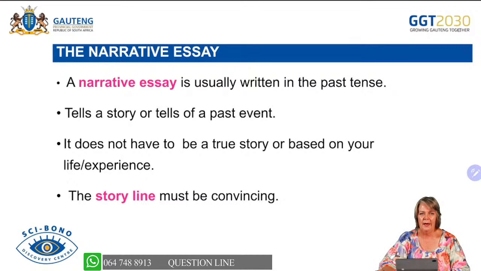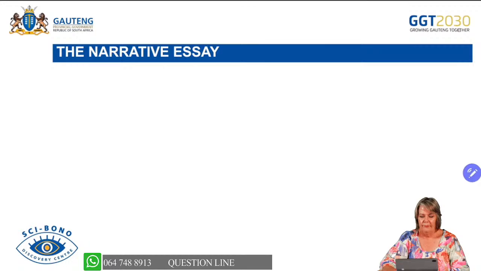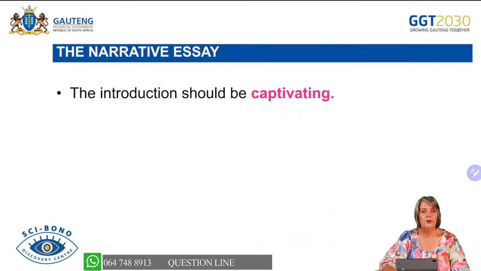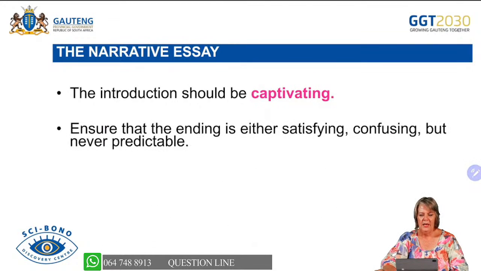And the biggest mistake that writers make is to write a narrative essay, a story, in other words, without a clear plot or clear characters or without conflict. The introduction should be captivating. In other words, like any other essay, the reader must go, "Oh, I wonder what's going to happen next." It must hook the reader into carrying on. Ensure that the ending is satisfying, confusing, but never predictable.